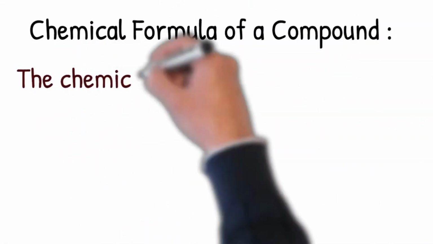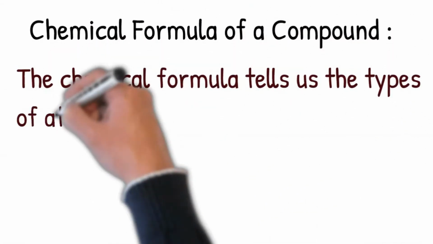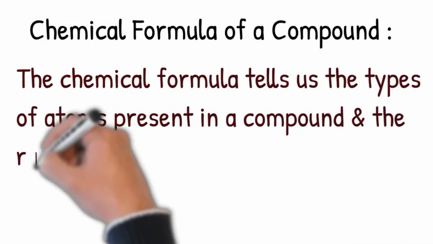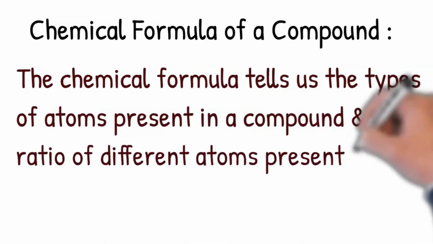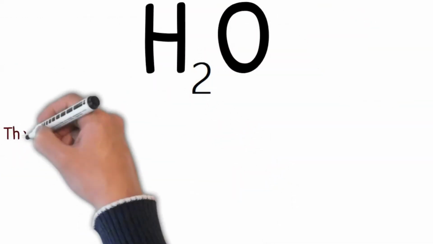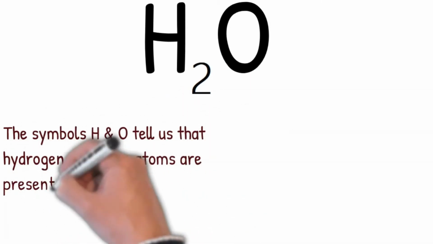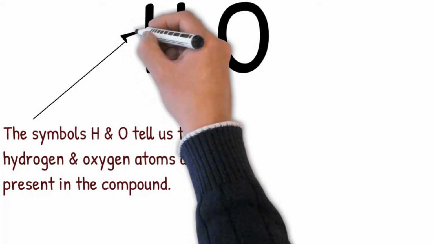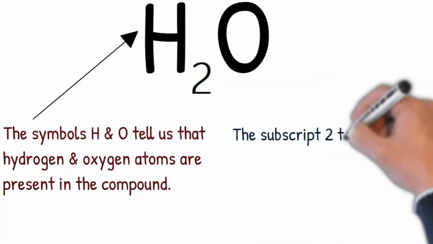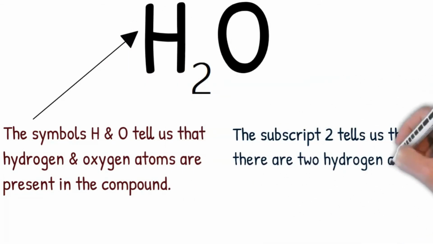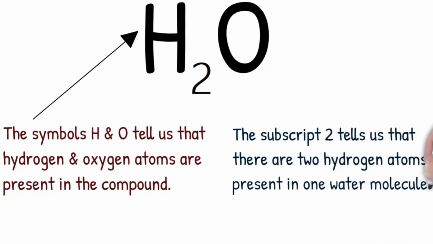Chemical formula of a compound. The chemical formula tells us the types of atoms present in a compound and the ratio of different atoms present in the compound. The symbols H and O tell us that hydrogen and oxygen atoms are present in the compound. The subscript 2 tells us that there are 2 hydrogen atoms present in one water molecule.